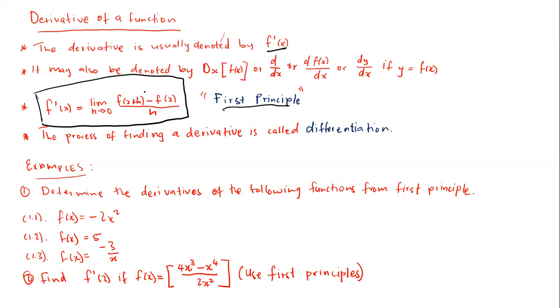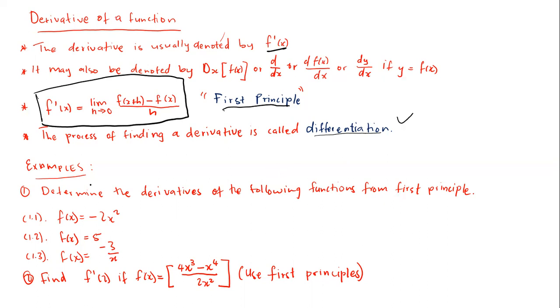Remember we talked about average rate of change, whereby this limit is not there, and then we talked about the instantaneous rate of change, whereby we introduce this limit. Now we're talking about the first principle. It is the instantaneous rate of change, but denoted by derivative notation, whereby the first derivative of x will be given by this formula. The process of finding a derivative is called differentiation. So if you want to determine the gradient of a tangent at any point, just know that you are differentiating.